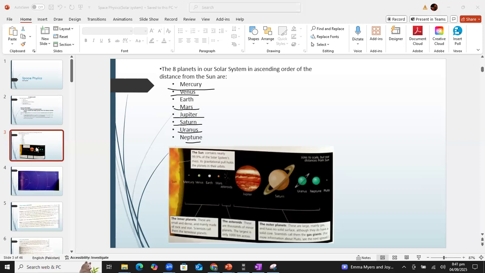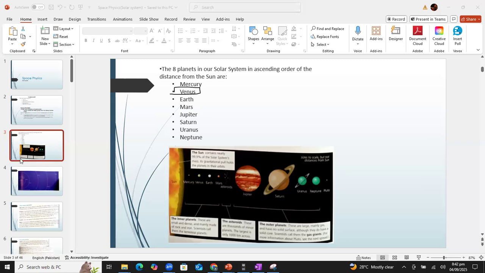The brightest planet which we can see in the night sky is Venus. Venus is the brightest planet which we can see. It looks like a bulb which is lit up in the sky. All right. So Venus is the brightest and a very beautiful planet.